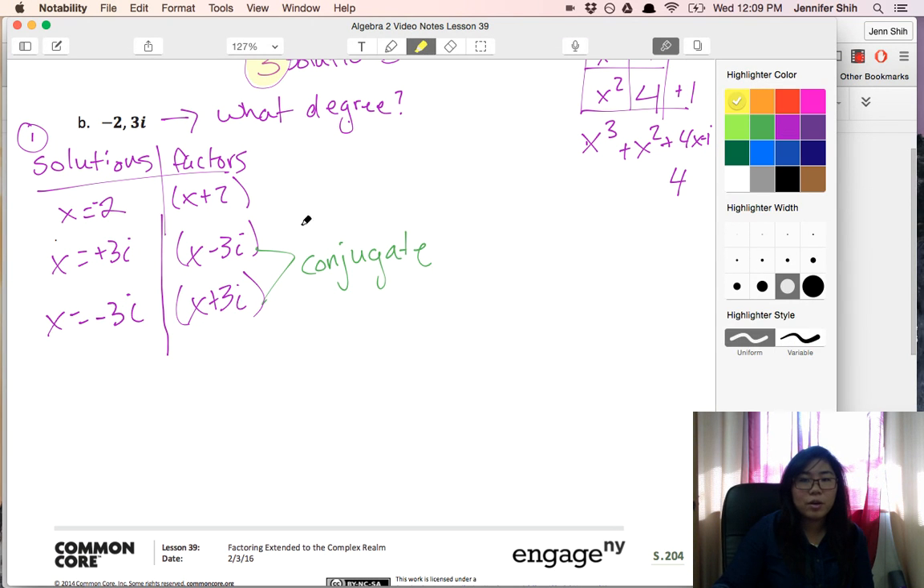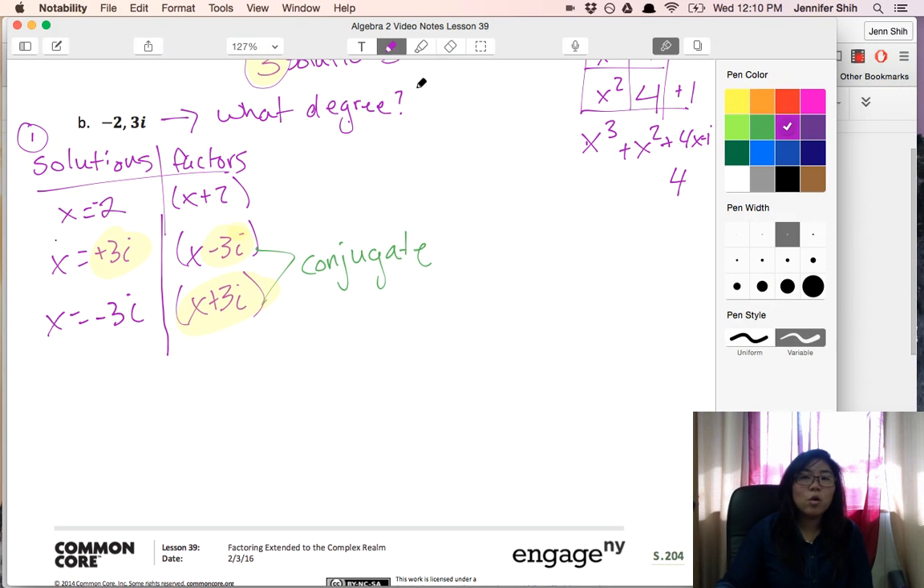So very, very, very important. We only gave you a positive solution. If it has an i value, this is where you annotate and take notes. I gave you a positive 3i. You need a -3i so that there is a conjugate here. Write that down.